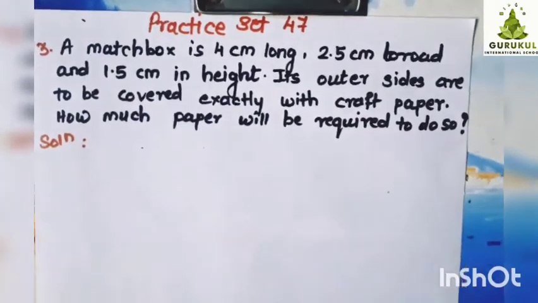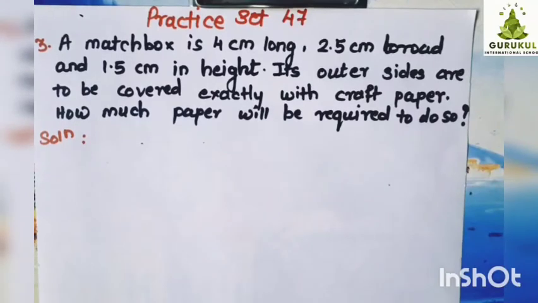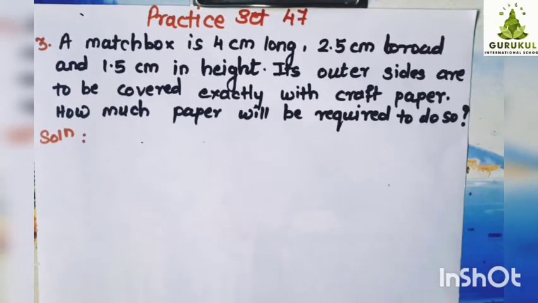Now in this sum we have to use the formula, that is, the total surface area of a cuboid is equal to 2 into bracket LB plus BH plus LH. As they have given information in the sum, we have to make use of that. The length is 4 centimeters, breadth is 2.5 centimeters and height is 1.5 centimeters. Now we have to cover that matchbox exactly with the craft paper, correct? So how much paper will be required?